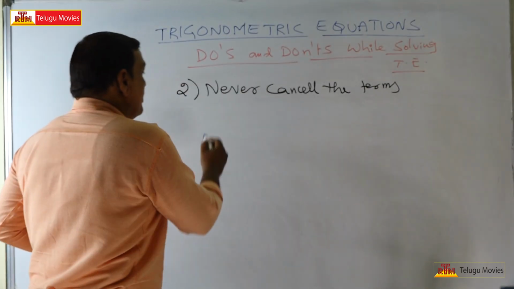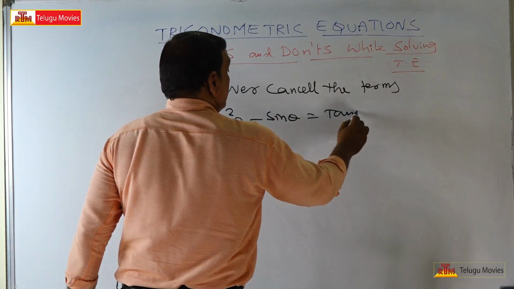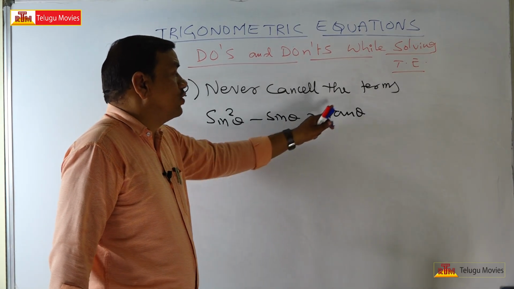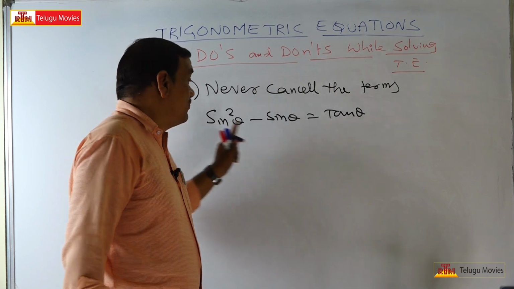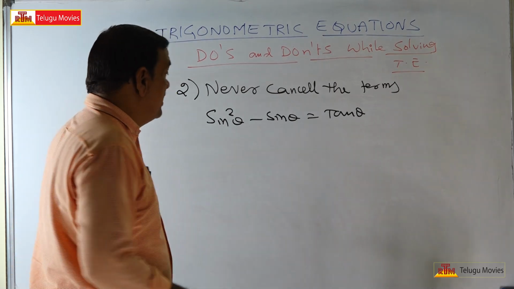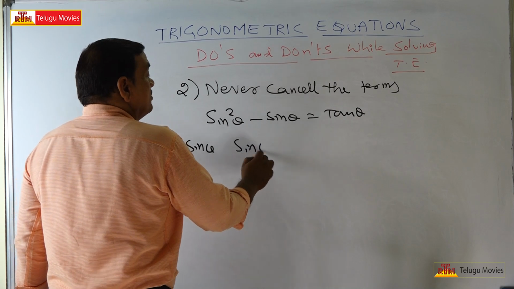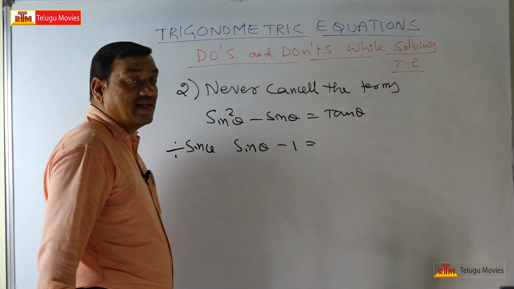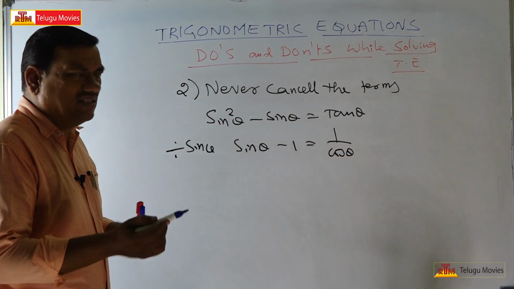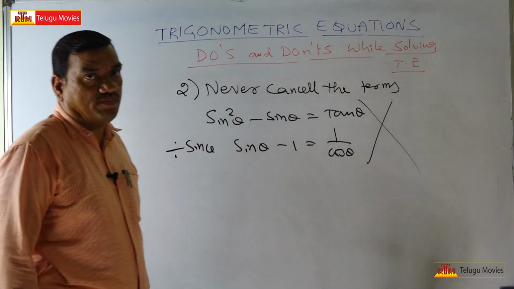For example, if you get sin square theta minus sin theta is equal to tan theta. Generally, students will say sin square theta minus sin theta is equal to sin theta by cos theta. Here sin theta is there in every term, so they take it common and cancel, that means dividing by sin theta. This gives sin theta minus 1 is equal to 1 by cos theta, and so on. But you should not do this type of thing.